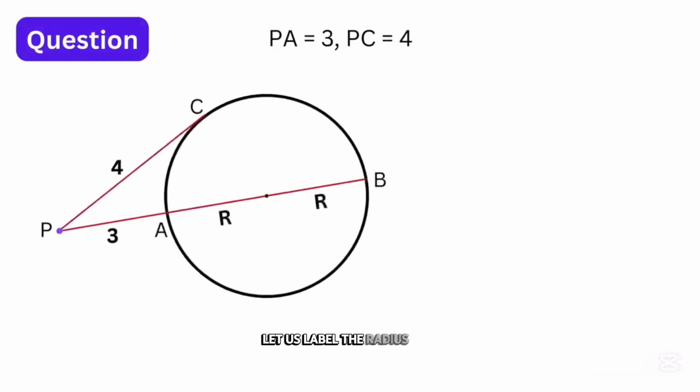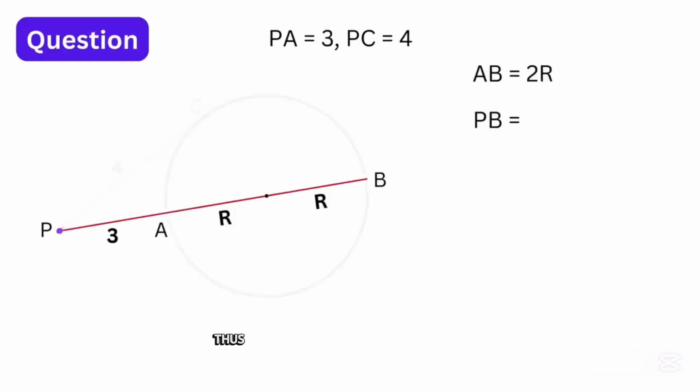Let us label the radius as r. So AB, or the diameter of this circle, will be 2r. Thus, PB will be equal to 3 plus 2r, right?